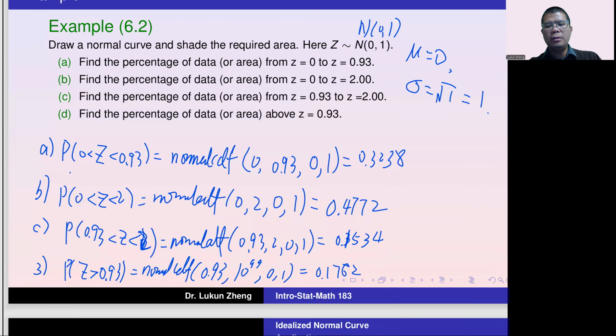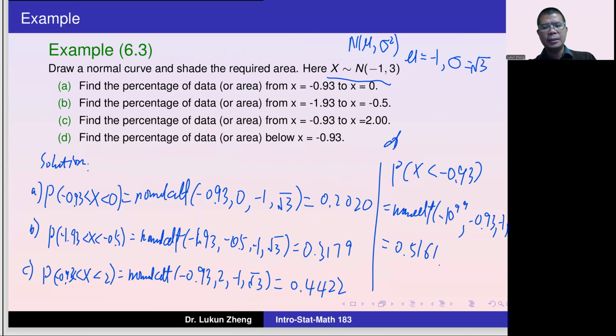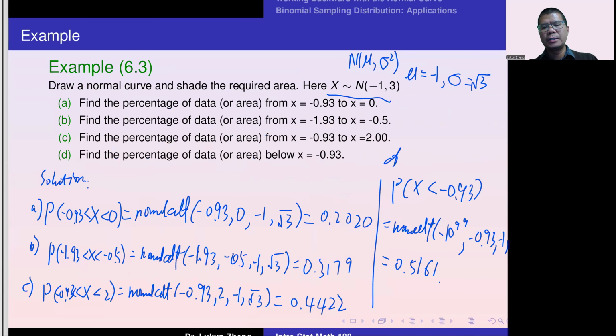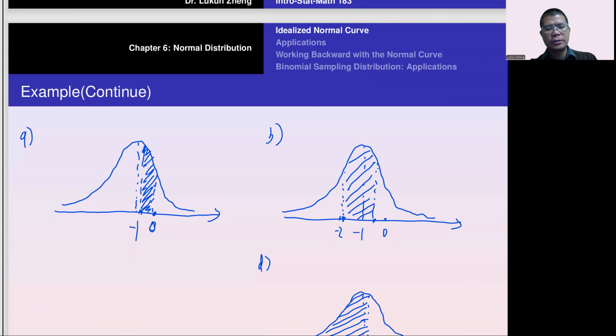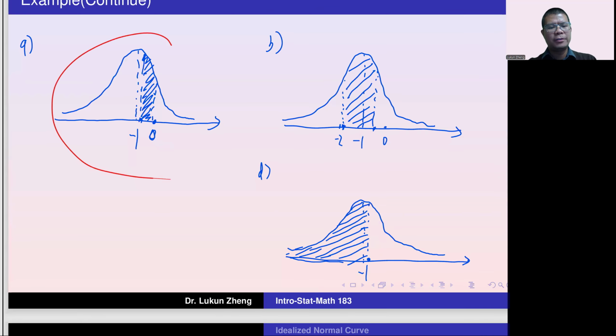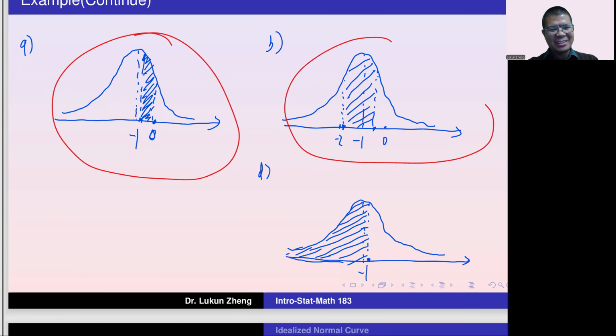And this example as well. First define the mean and standard deviation, and plug in everything. And this one as well: mean, standard deviation, plug in. You get all these probabilities easily. You can also draw the graph, centered at -1, and shade the corresponding area.